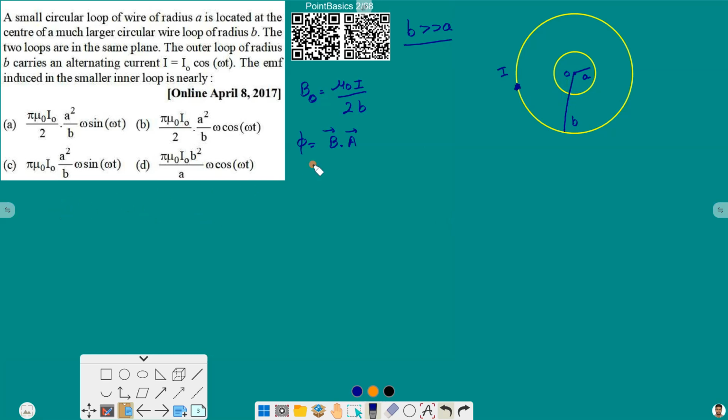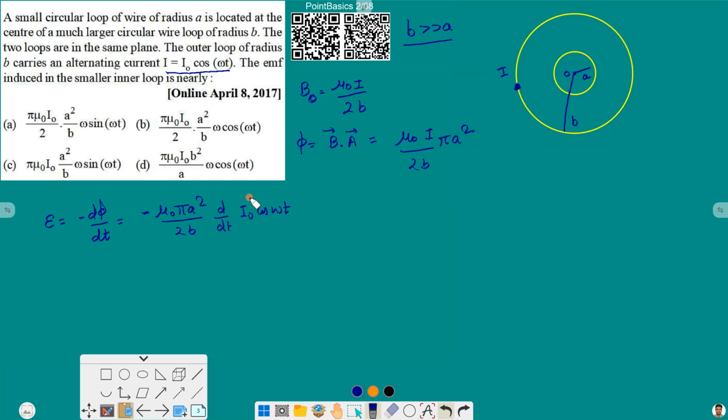So the induced EMF is given by, let's first write the flux. Flux will be mu naught I by 2B into pi A squared. Now the induced EMF is negative d phi by dt. In this expression mu, pi, A squared and 2B are all constant, and only I is variable. So negative mu naught pi A squared divided by 2B, d by dt of I naught cos omega t.